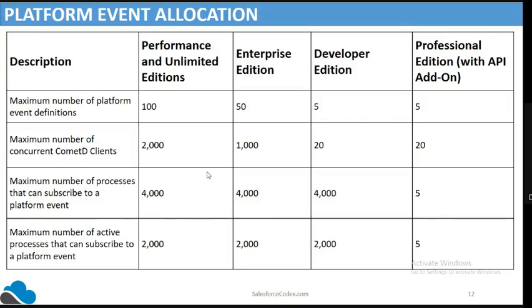Maximum number of processes that can subscribe to a platform event. Processes are basically things like Process Builder, flow, and event trigger. Those can be a maximum of 4000 for a particular platform event. So for one platform event we can have 4000 subscribers, which is also good. Enterprise Edition has 4000, and Developer Edition has the same limit for platform event subscribers. The maximum number of active processes that can subscribe to a platform event is 2000, and it is applicable for Enterprise Edition and Developer Edition as well.